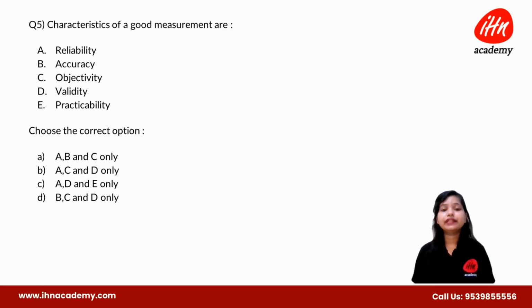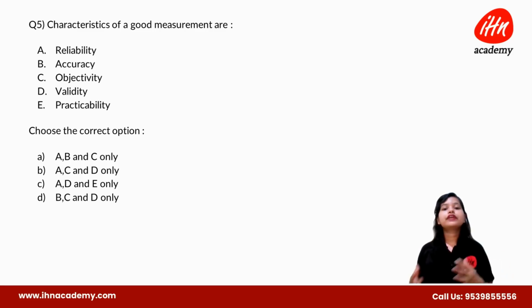Characteristics of a good measurement are. So good measurement की कौन सी characteristics होती है? You can see 5 options are there: reliability, accuracy, objectivity, validity, and practicability. So all these things are looking like characteristics of good measurement, but only 3 of them you need to choose. So reliability should be there for sure. Reliable होना चाहिए आपकी measurement. Then accuracy. Accuracy can also be a property, but it is not mandate. It is not a compulsion.